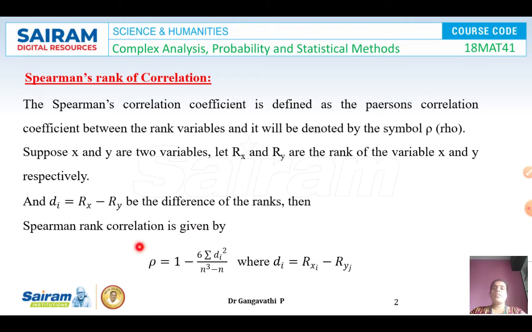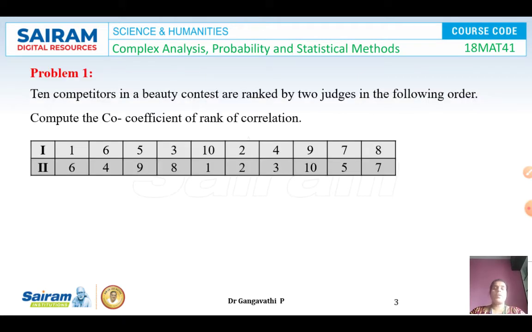Then Spearman's rank correlation is given by rho equals 1 minus 6 times the summation of di square by n cube minus n, where di is rxi minus ryi. So this is the coefficient between the rank of variables, and you need to understand this. How do we exactly do it in a problem? The formula you have to remember, and the notations we have used also you have to remember carefully. Let us look at some problems.